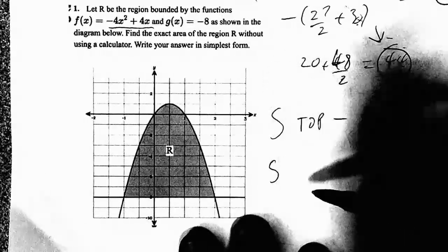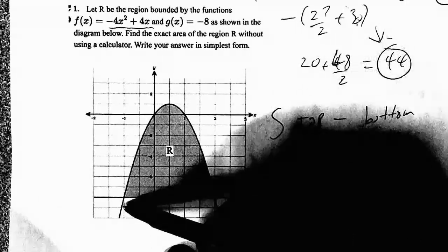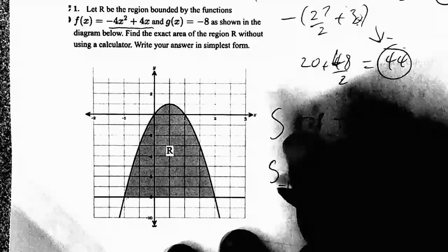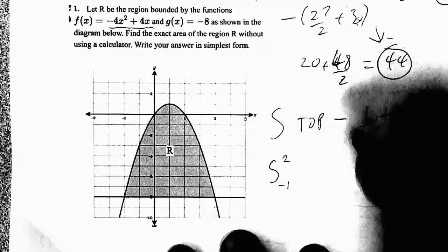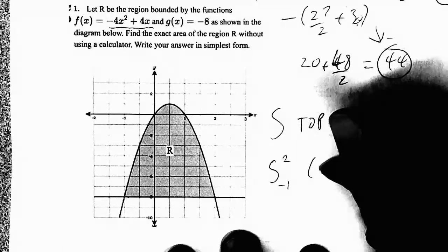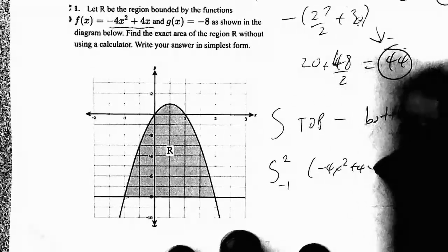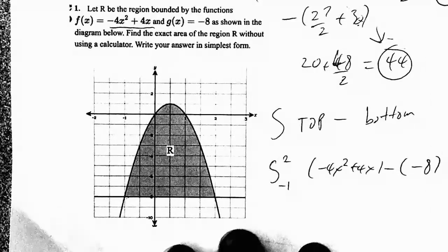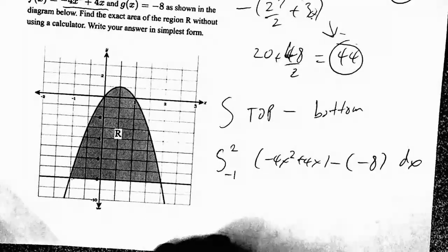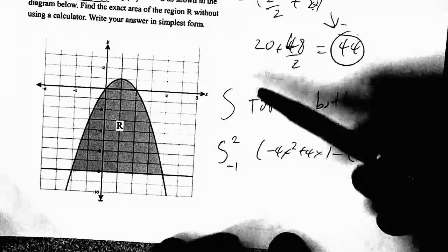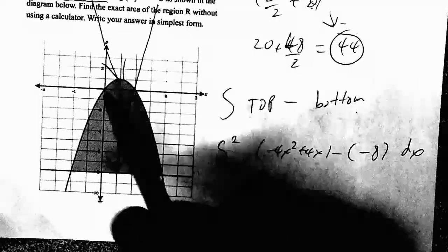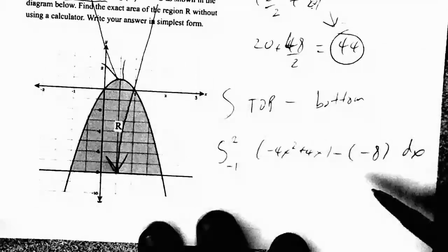So we're going to do integral from, if you look at where we start integrating, it's right here at negative 1. And we're going to go until 2 of negative 4x squared plus 4x minus negative 8 dx. Okay. So it's the integral of that top function. That's the top right here, and that's the bottom. So it's the top function minus the bottom. The top, which is negative 4x squared plus 4x, which I gave to you, and the bottom.